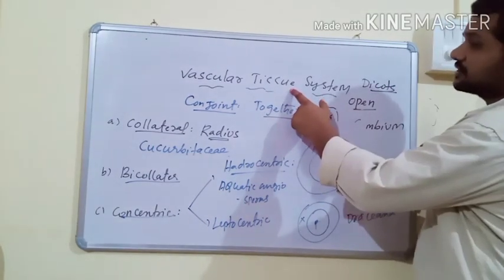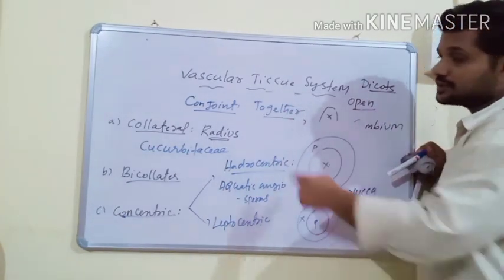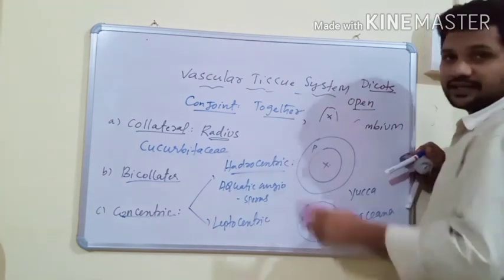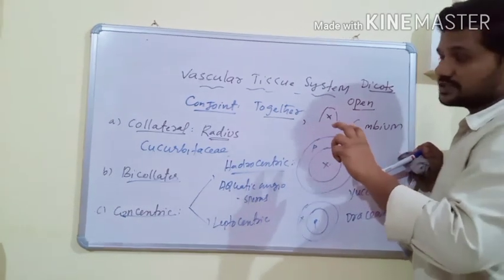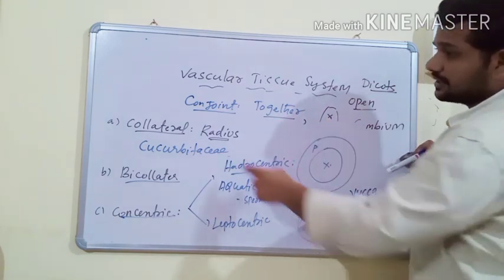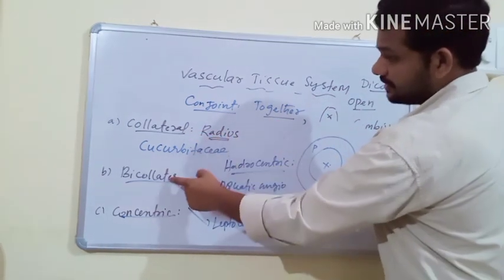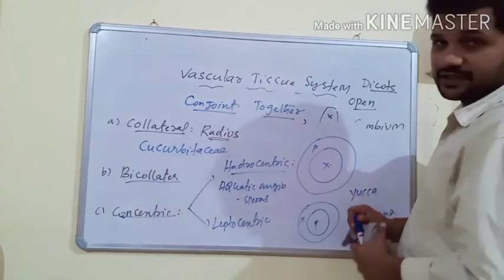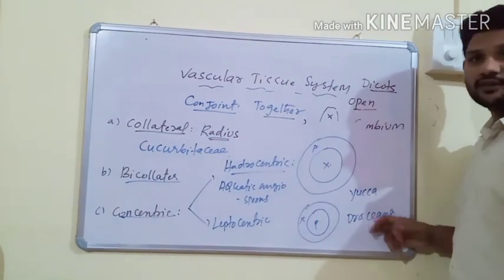So in the vascular tissue system, there are two types of vascular bundles, radial and conjoint. In radial, xylem and phloem bundles are present on different radii. In conjoint, both are present together. There again are three types: collateral, bicollateral and concentric. So these are the different types of vascular bundles.